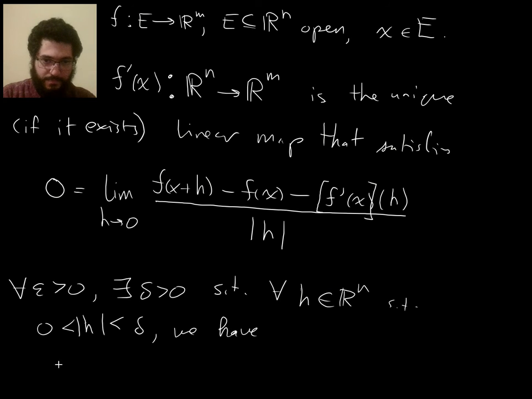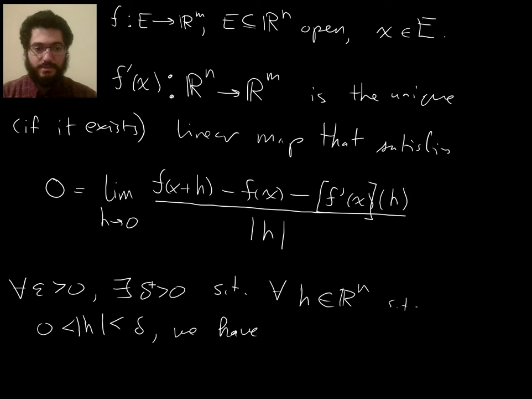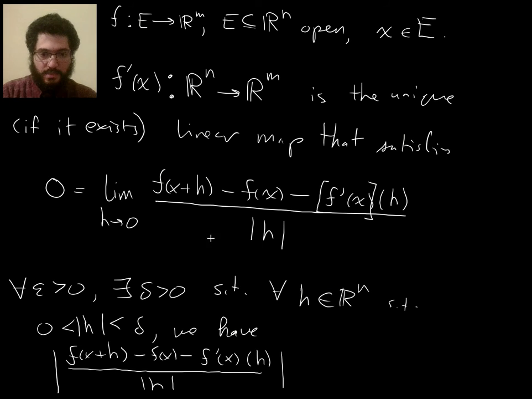We have basically the difference between this and 0 has norm less than epsilon. So in other words, the norm of what's written inside the limit here is less than epsilon. And that's an epsilon delta way of writing things.